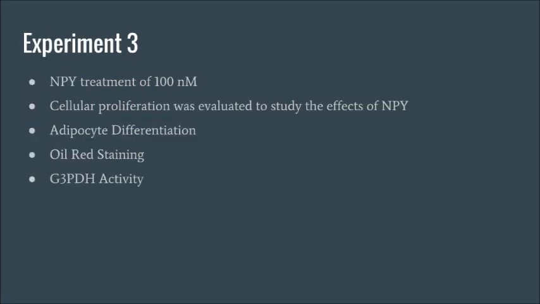Experiment 3, or Trial 3, looked at a neuropeptide Y treatment of 100 nanomoles. Cellular proliferation was evaluated to study the effects of neuropeptide Y on the cells. Adipocyte differentiation was also observed using oil red staining. Glycerol 3-phosphate dehydrogenase activity was also looked at as a part of this trial.